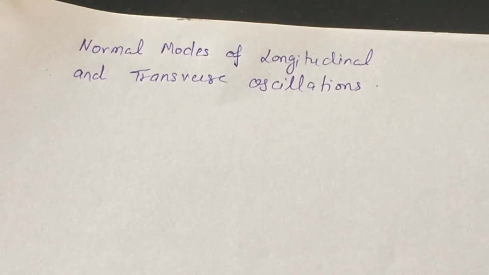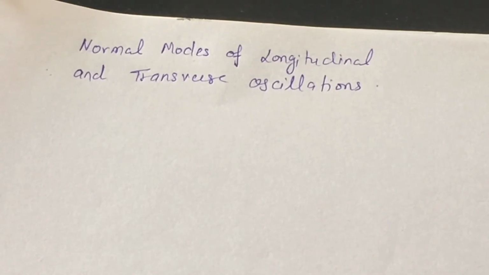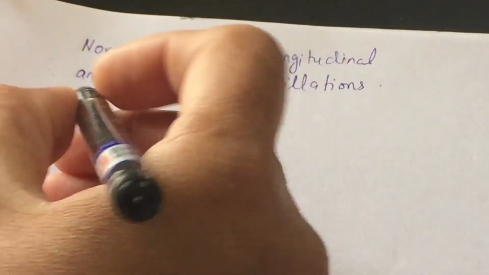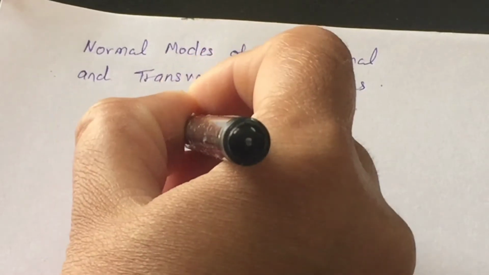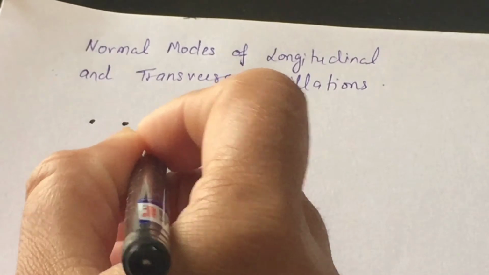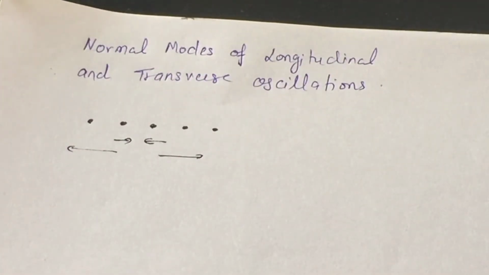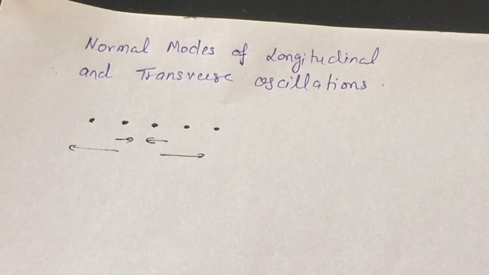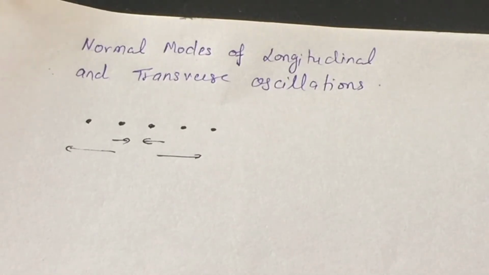Today we will discuss normal modes of longitudinal and transverse oscillation. First we will deal with longitudinal and transverse oscillation. What are they? Let us consider a system that consists of a number of particles. If the particles compress at one time and expand at another time, they form regions of compression and rarefaction, and due to this longitudinal waves or longitudinal oscillations are generated.